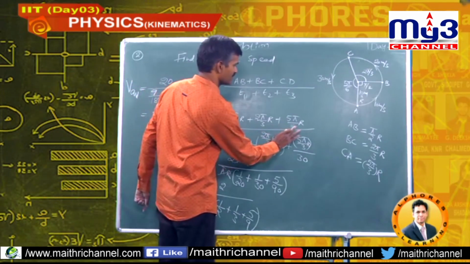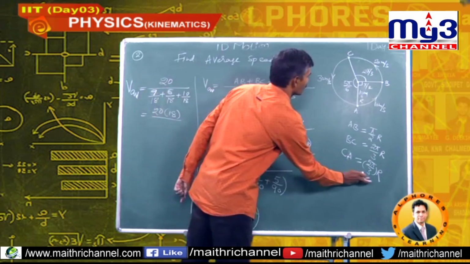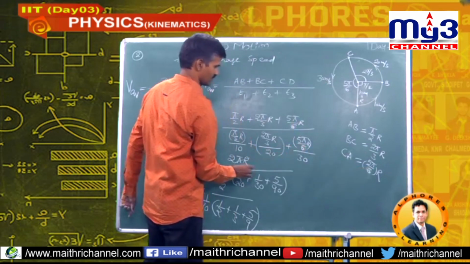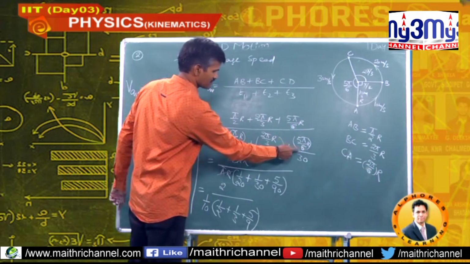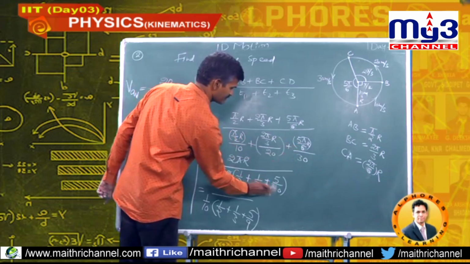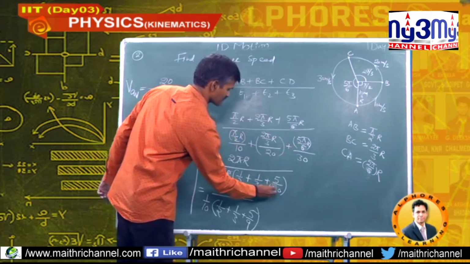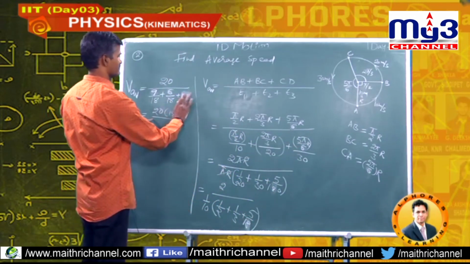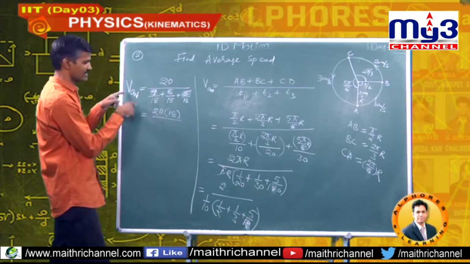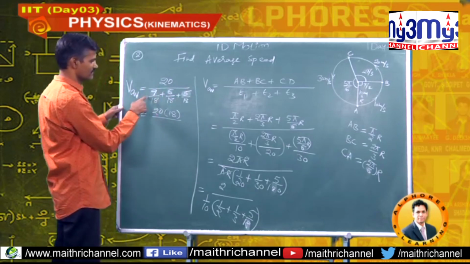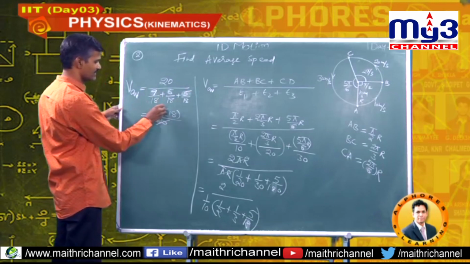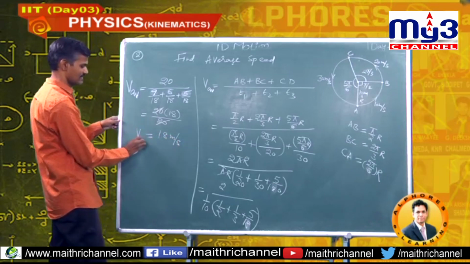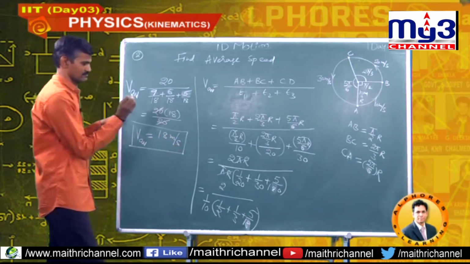it is a mistake, it is 5 pi by 6, 6 3s are 18, this is 18, this is 5. Yes, now it is correct. V average is 20 by 20, this 20 gets cancelled, average speed is 18 meter per second. This is average speed. Okay.